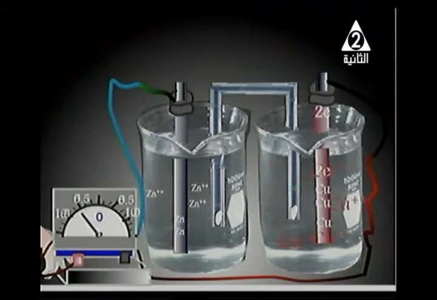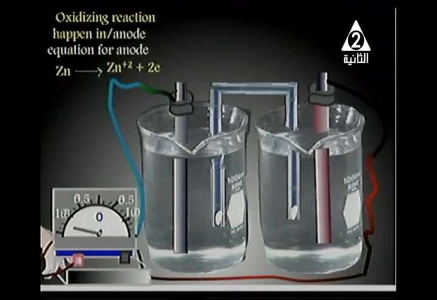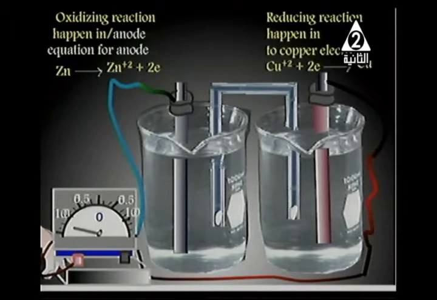So here 1 volt, where does it come from? It comes from 0.34 volt and 0.76 volts, okay, to make 1 volt for the Daniell cell like this.